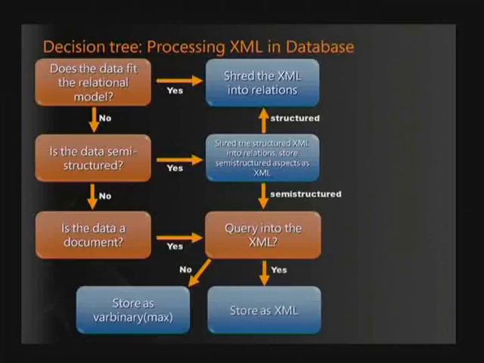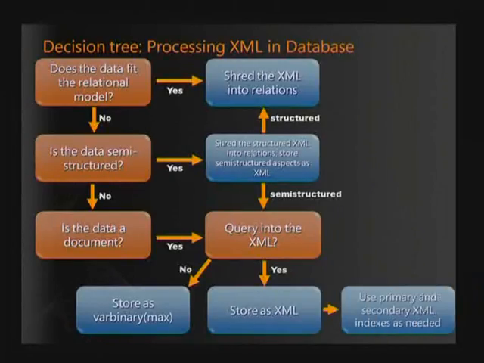On the other hand, if you actually query into it, then the recommendation is to use XML for storing it. Because XML gives you a queryable model with a query language that you can use to do declarative queries over the content of your document and unlock the information that you have inside your document. Now, when you store it as XML, then depending on use cases, you might want to use an XML index, either a primary or secondary index.